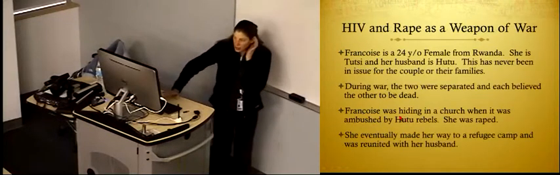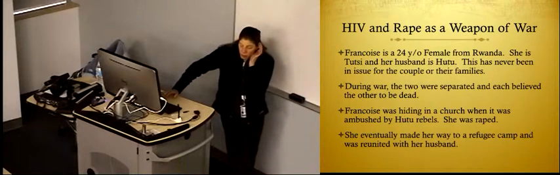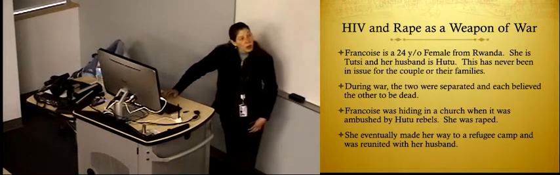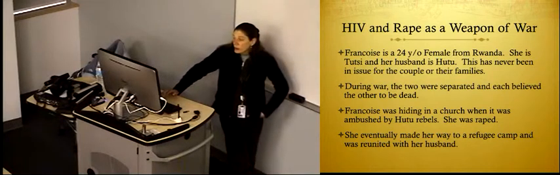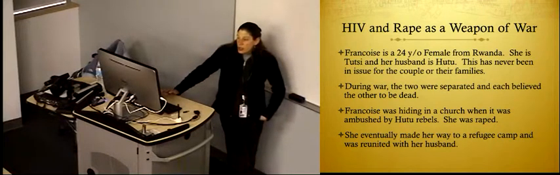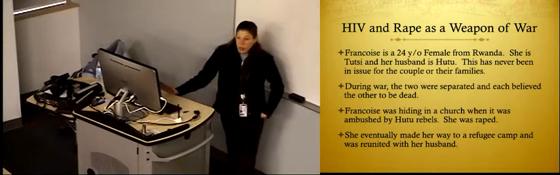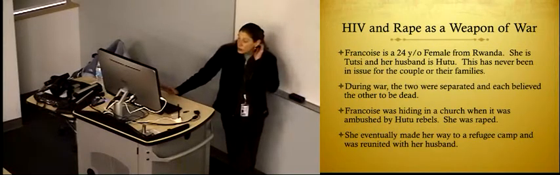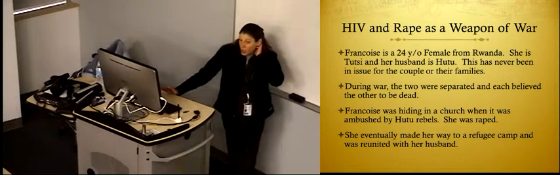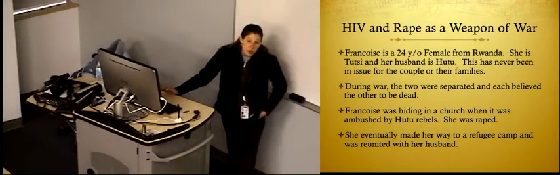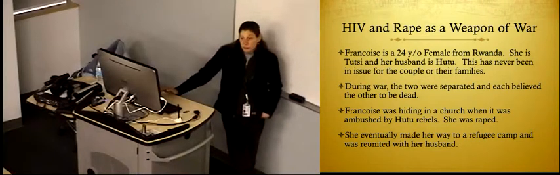So the next case illustrates a different concept. Another one of my patients, Francois, was 24 when she was still living in Rwanda, and she is Tutsi and her husband is Hutu. And that's never been an issue for the couple or their families. Everybody was fine with that. So during the war, they were separated, and they both thought the other one was dead. And Francois was hiding in a church when it was ambushed by rebels, and she was raped.